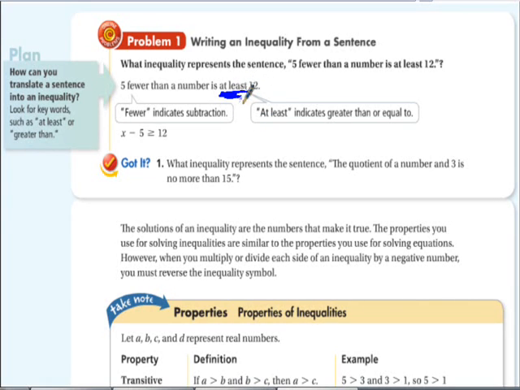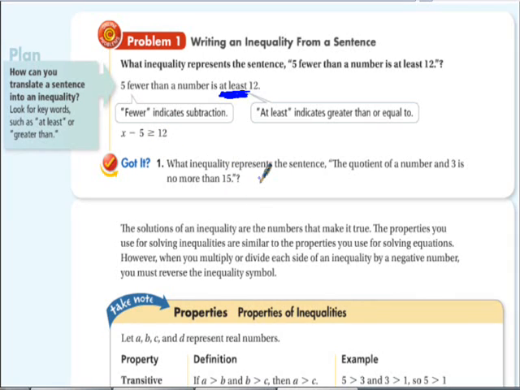Sometimes it doesn't make sense to us right away because we say, well, least, that means less. But actually, if I say I ate at least 7 donuts, that means I had 7 or more, all right? So that's how we get this inequality right there. So x, 5 fewer than the number is at least 12. So x minus 5 is greater than or equal to 12.